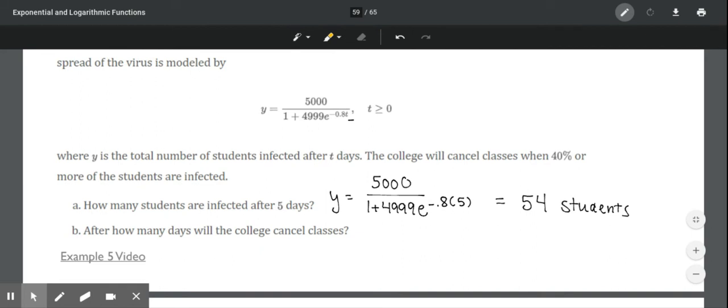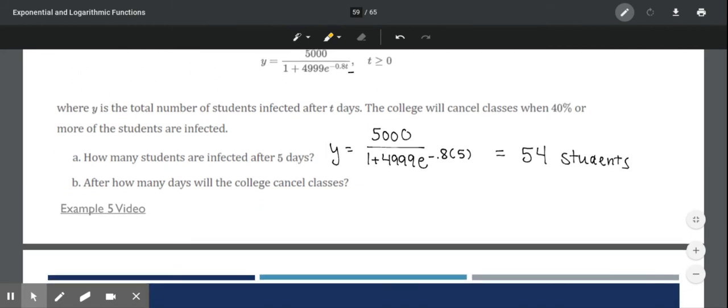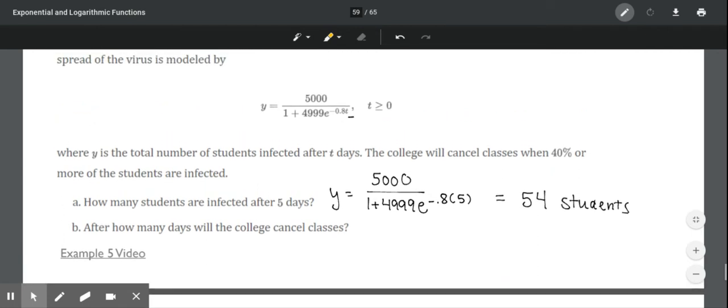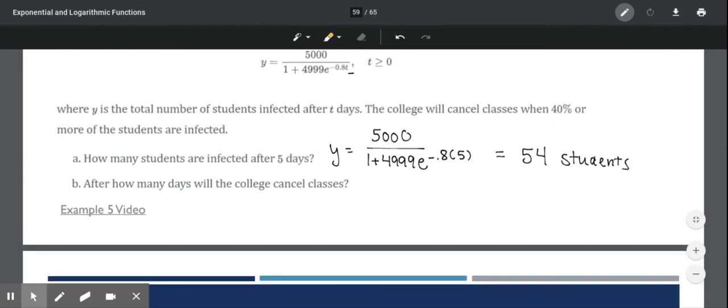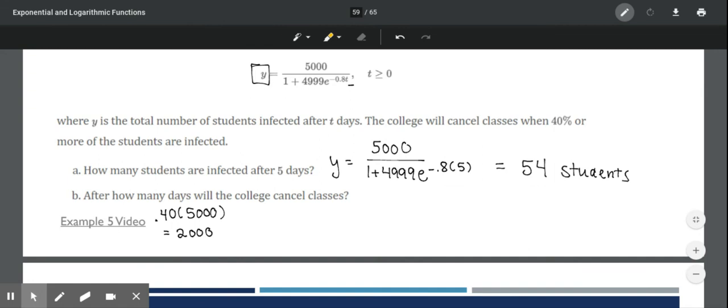And then the second one says, after how many days will the college cancel classes? And so we know when 40% or more of the students. So we first have to figure out what's 40% of 5,000, right? And 40% of 5,000 is 2,000 students. So when 2,000 students contract the disease, that's what we're plugging in for this Y value. So we would say when 2,000 equals 5,000 over 1 plus 4,999 e to the negative 0.8 t, and we have to solve for t.